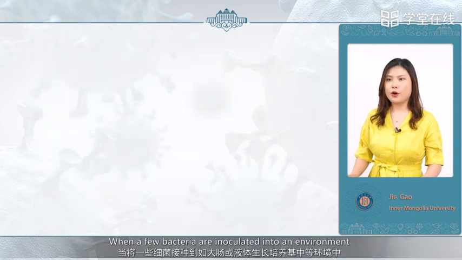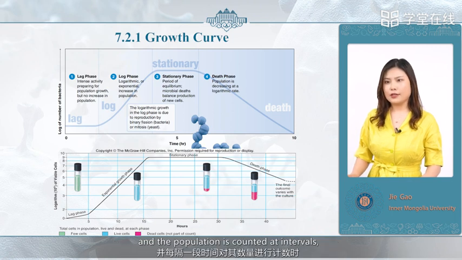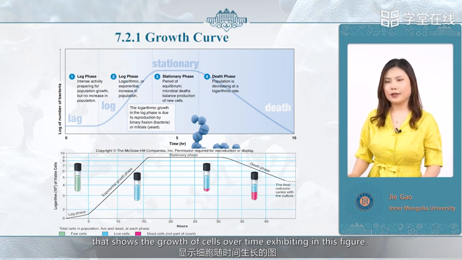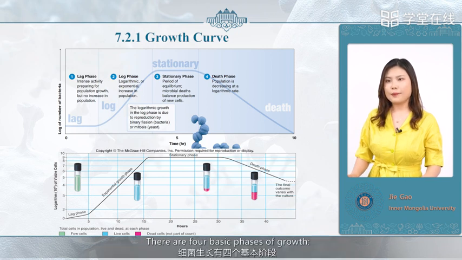microbial populations. When a few bacteria are inoculated into an environment such as the large intestine or a liquid growth medium, and the population is counted at intervals, it is possible to plot a bacterial growth curve that shows the growth of cells over time, exhibited in this figure. Please note that the logarithmic growth in the log phase is due to reproduction by binary fission or mitosis. There are 4 basic phases of growth: the lag, log, stationary, and death phases.